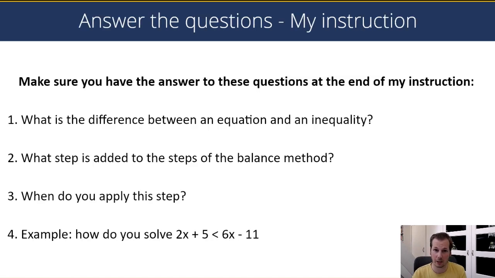Now here is my next activity: answer the questions. Again, this is the instruction they see on screen. Make sure you have the answer to these questions at the end of my instruction. What's the difference between the equation and inequality? What step is added to the steps of the balance method? When do you apply the step in an example? So the students see this before I start talking about the instruction, before I'm going to explain something.